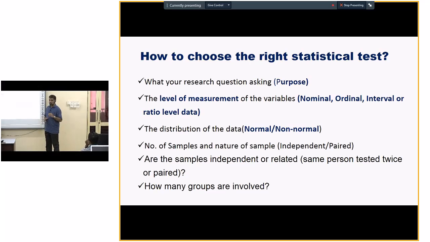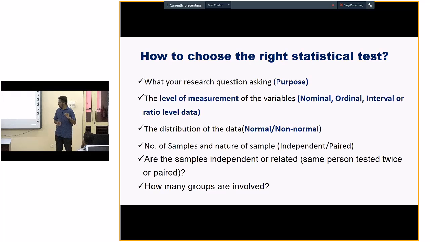Then you have to decide whether you are having nominal level data, ordinal level data, interval level data, or ratio level data. You may have ordinal as well as ratio level data, right? You may have a number of these in the same data set or the questionnaire, right?